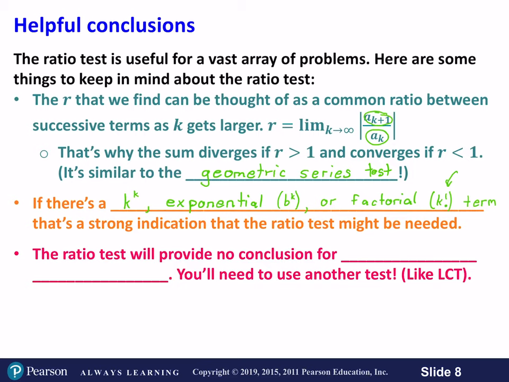And the ratio test will provide no conclusion for rational functions, as I mentioned a second ago. So remember, a rational function is one polynomial divided by another polynomial. So you'll need to use another test, like the limit comparison test or the divergence test.